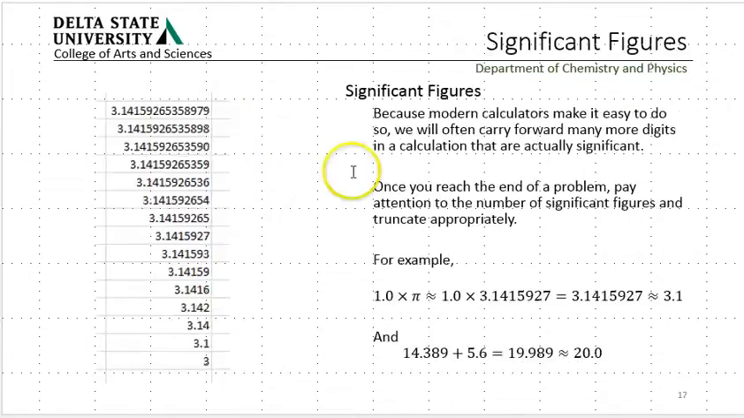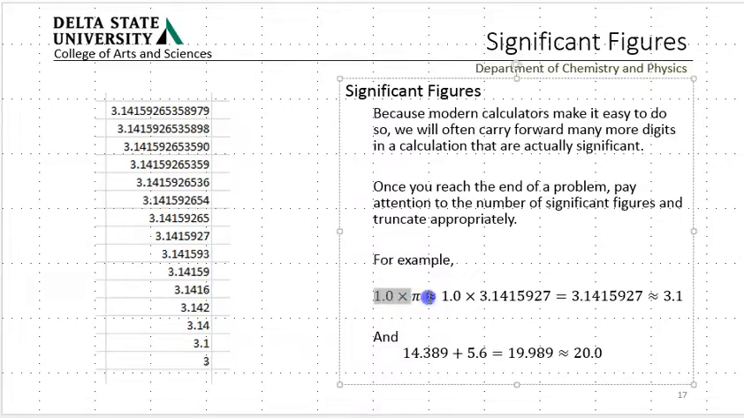Significant figures. Because of calculators, often you will carry out way too many significant figures, and give me an answer like 3.1415927 when I only really needed 3.1. Why? Here I have 1.0 times pi. Pi has an infinite number of digits, and you're never going to write those down. But the 1.0 only has 2 significant digits, so 3.1 is all we can say about this.